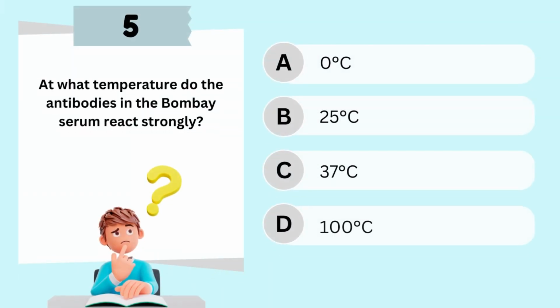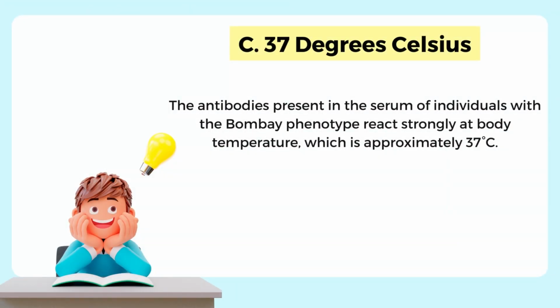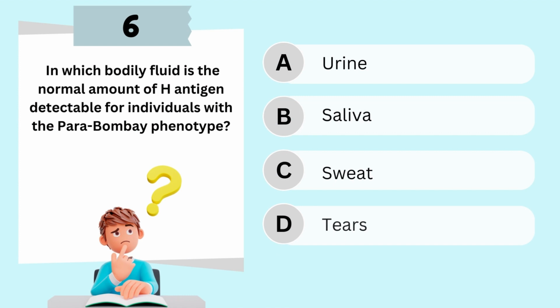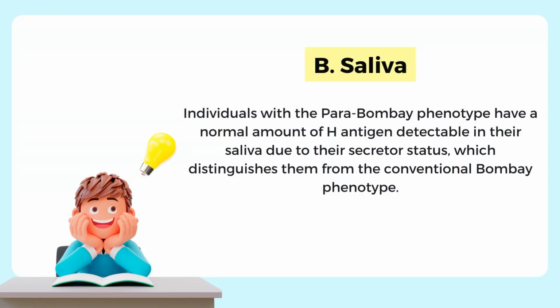At what temperature do the antibodies in the Bombay serum react strongly? The correct answer is C. 37 degrees Celsius. In which bodily fluid is the normal amount of H antigen detectable for individuals with the para-Bombay phenotype? The correct answer is B. Saliva.